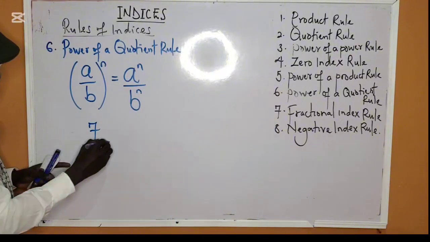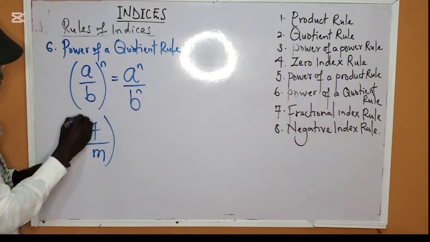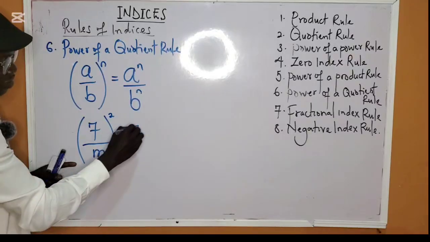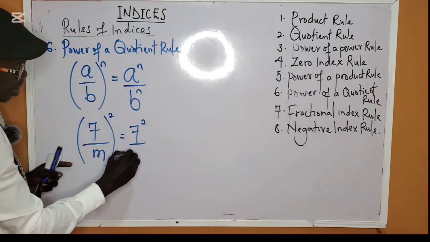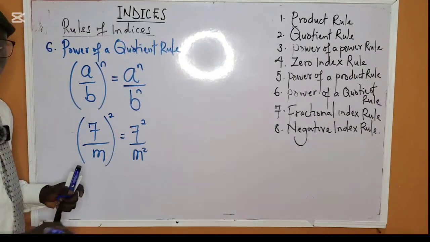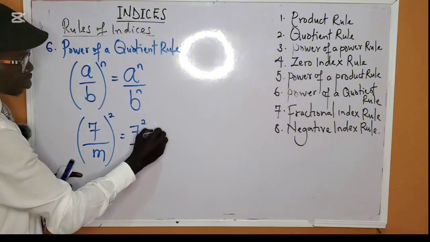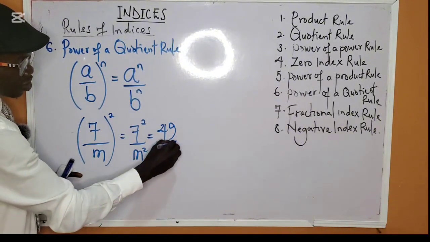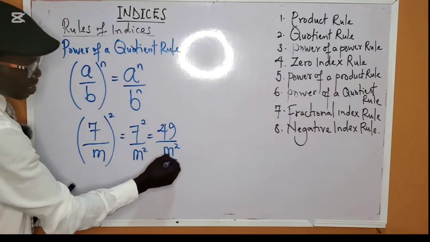So let's take 7 over m, all raised to the power of 2. That will be 7 squared over m squared. And what is 7 squared? 7 squared equals 49, over m squared. And that is our answer.